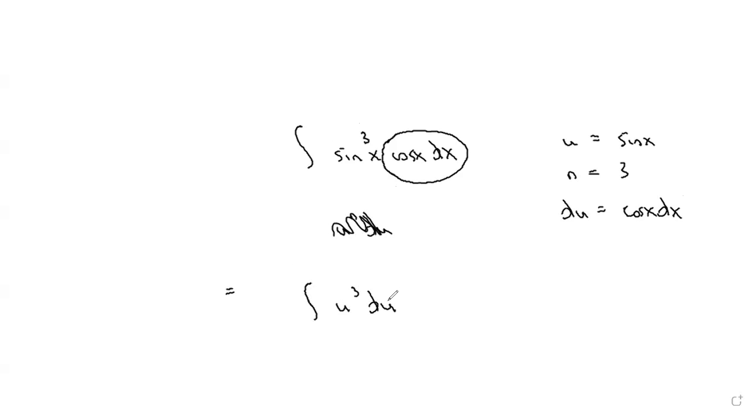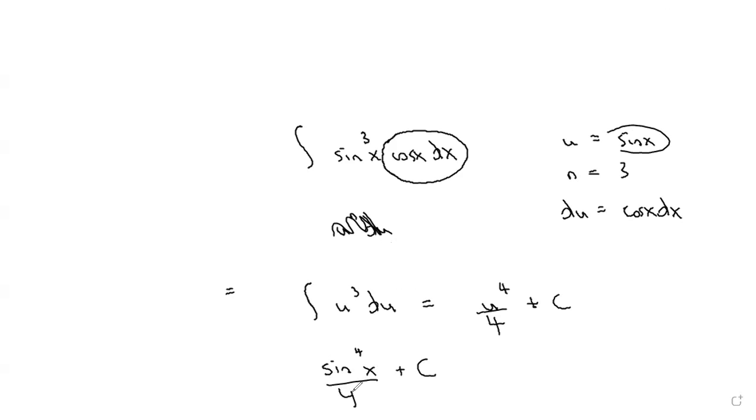And then at the end, I'll put the sine back in, because sine was the original function. I'm just using u, so it looks a bit simpler. So let's do u to the 4 over 4 plus your constant. Very good. And then again, at the end, put sine back in. So this is going to be sine to the 4 over 4 plus c. And that is your answer.